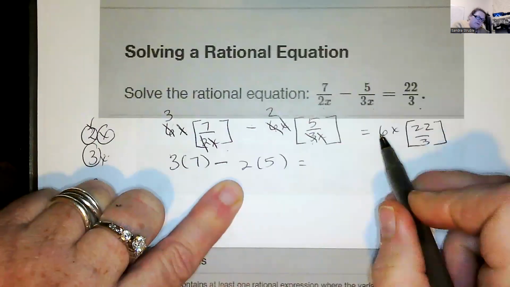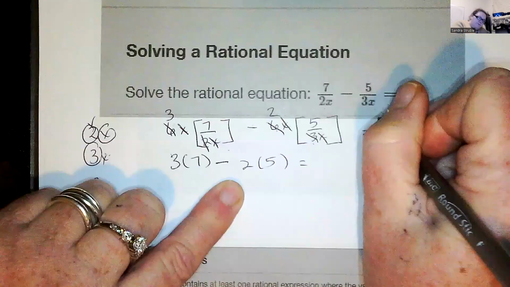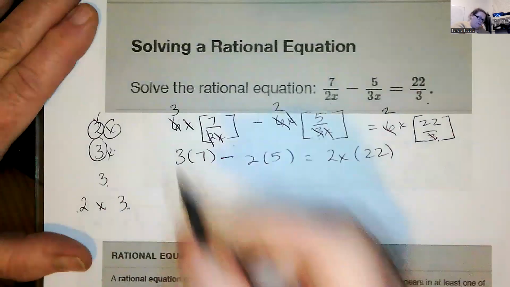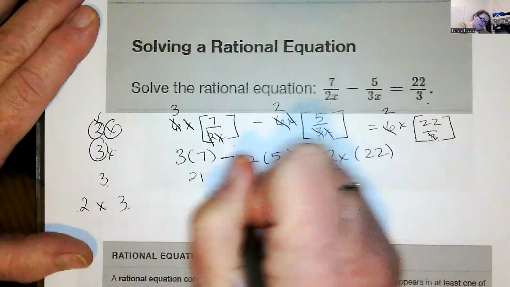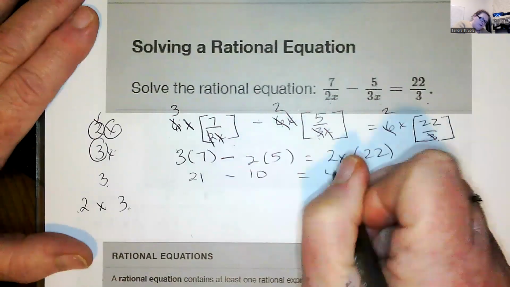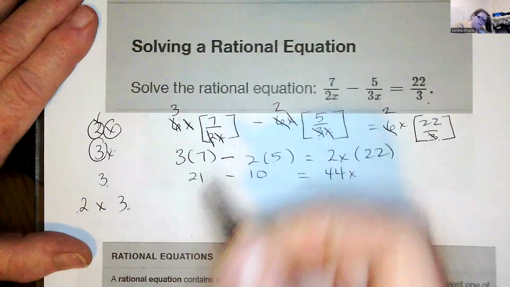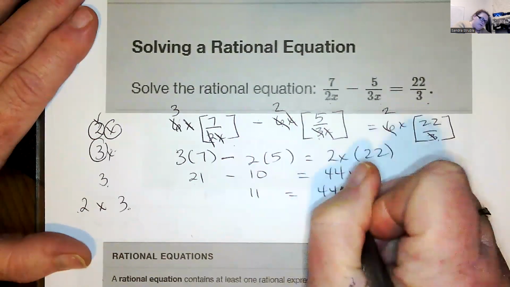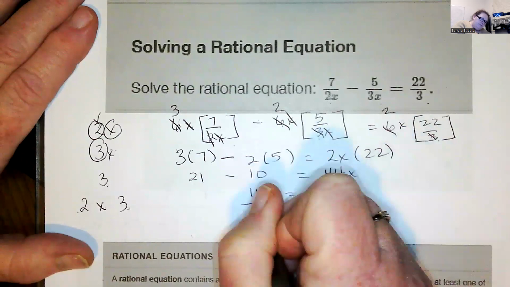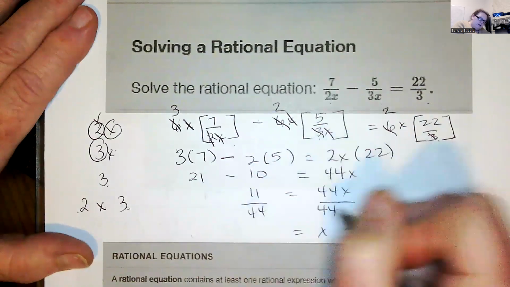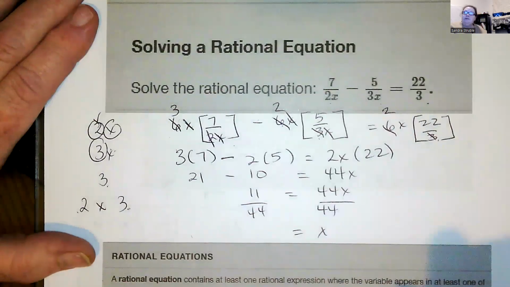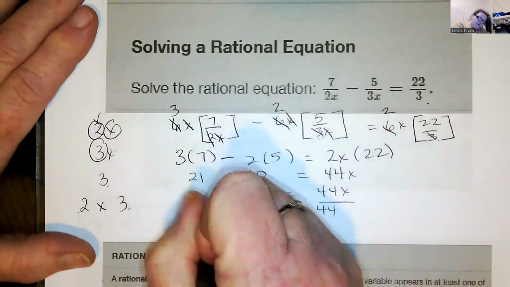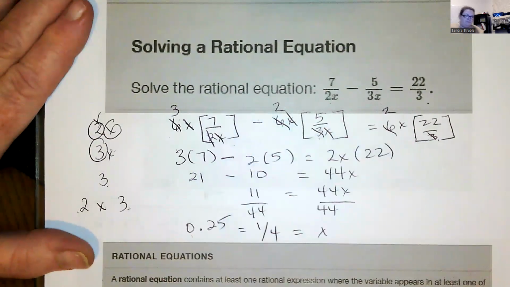Equals 6 divided by 3, 2. So 2x times 22. All right, combine. 3 times 7 is 21. Negative 10 equals 2 times 22 is 44x. All right, 21 minus 10 is just what? 11 equals 44x. Divide both sides by 44. And x equals 11 over 44, or that reduces, both of them by 11. And so that's going to give us 1/4. The other thing you can give me is 0.25. Same thing. Okay. All right.